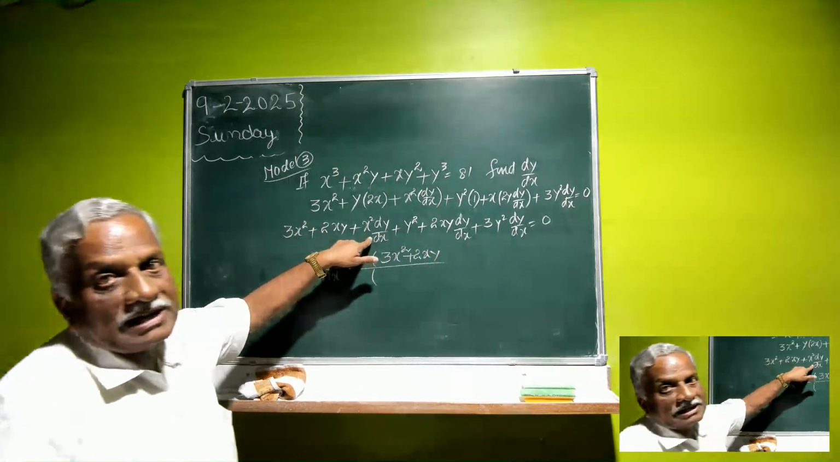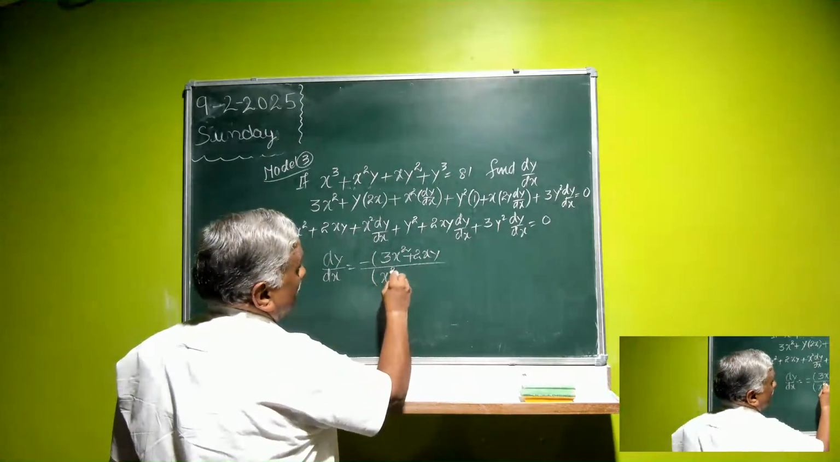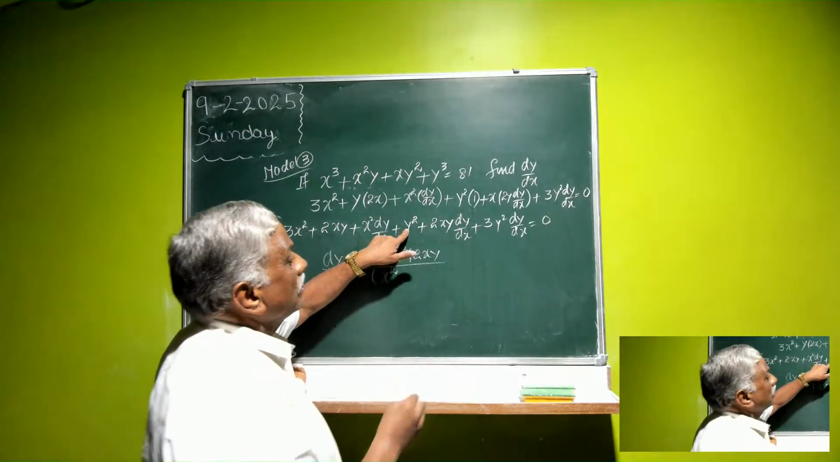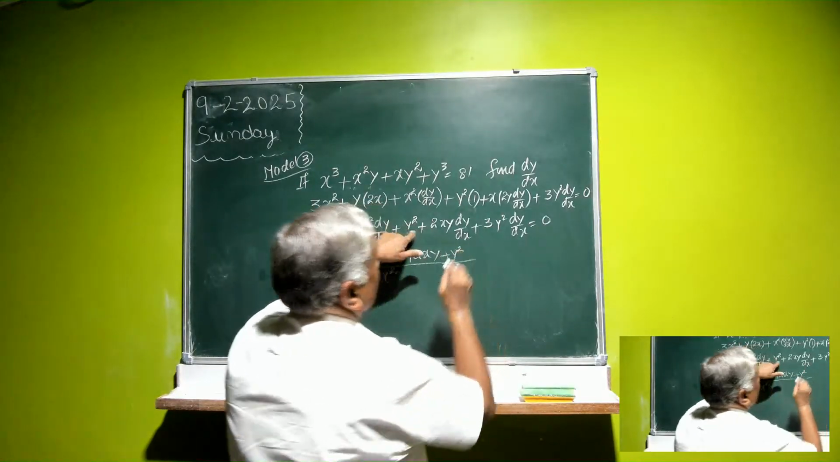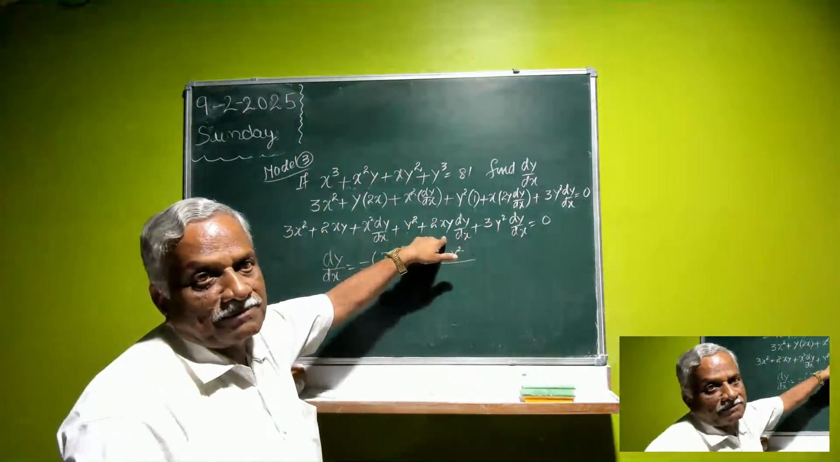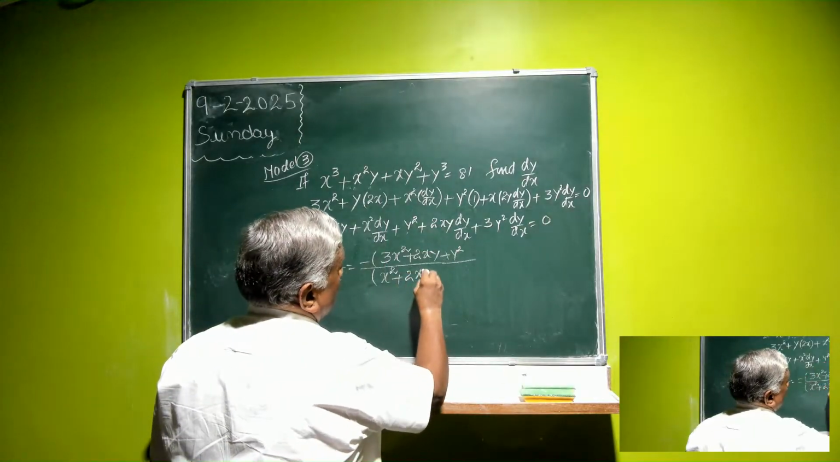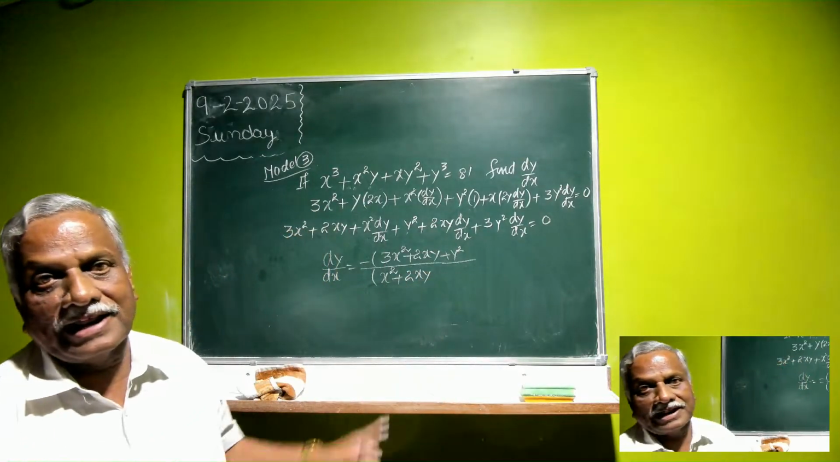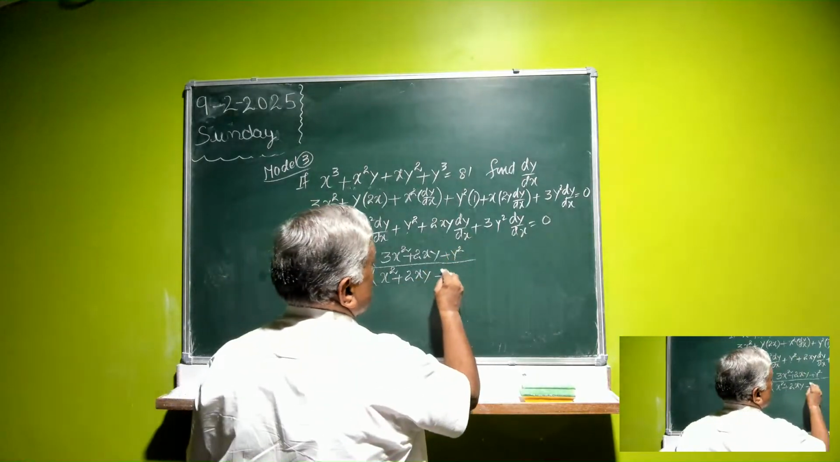x square is multiplied by dy by dx, send it to the denominator. Here y square is not multiplied by dy by dx, it goes to the numerator. 2xy is multiplied by dy by dx, it goes to the denominator. This is a method of writing the answer directly. Now 3y square is multiplied by dy by dx.